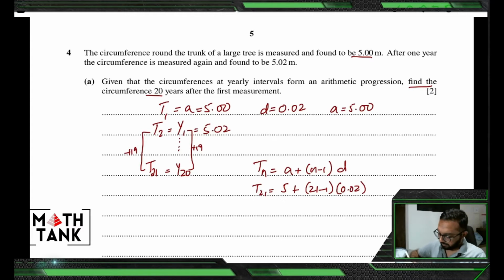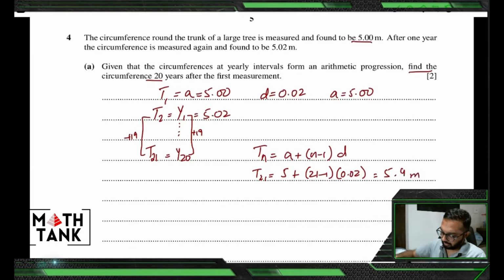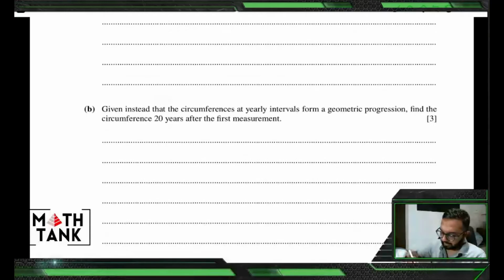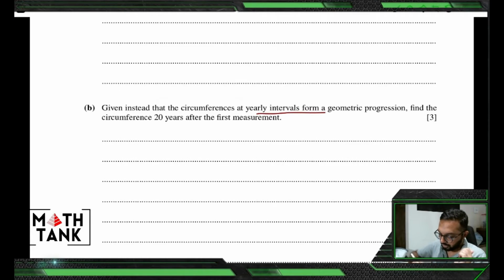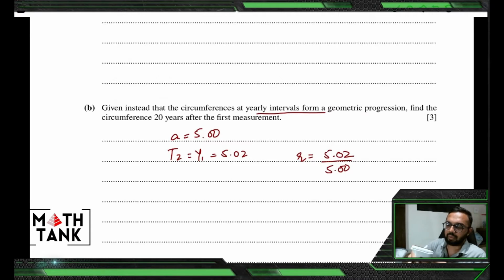That gives me 5.4 meters. Okay. Then this is given instead the circumference at yearly intervals from a geometric progression. So term 2, or year 1, is 5.02. So in that case I can calculate r: 5.02 divided by 5.00. Let's see what that gives me. That's 1.004.